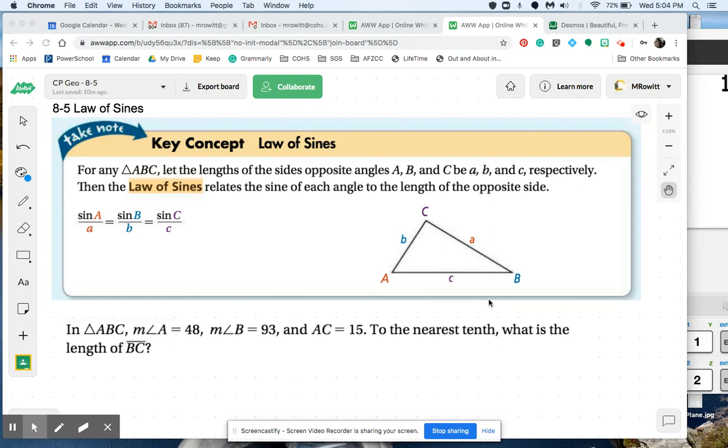All right. So we are moving into section 8.5, which is the law of sines. If you didn't take the quiz on yesterday's material of angle of elevation and angle of depression, please pause me right now and go take that quiz. And then don't forget to take the quiz on this stuff tomorrow.